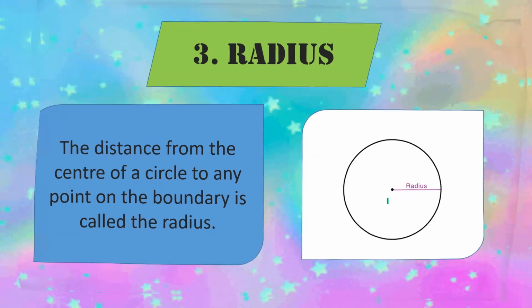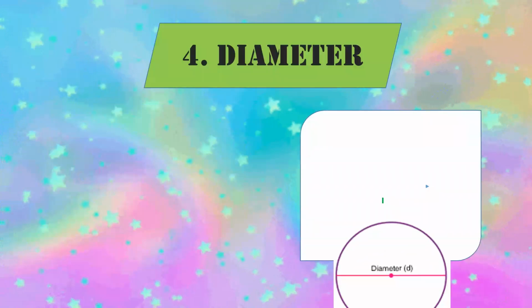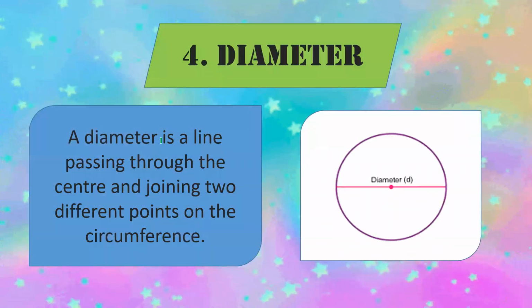Let's move on. Diameter. A diameter is a line passing through the center and joining two different points on the circumference. Now, what is a diameter? See the difference between radius and diameter. What was radius? From the center to any point on the circumference was the radius. But diameter is a line passing from one boundary of the circle to another boundary, from one point on the circumference to another point on the circumference.